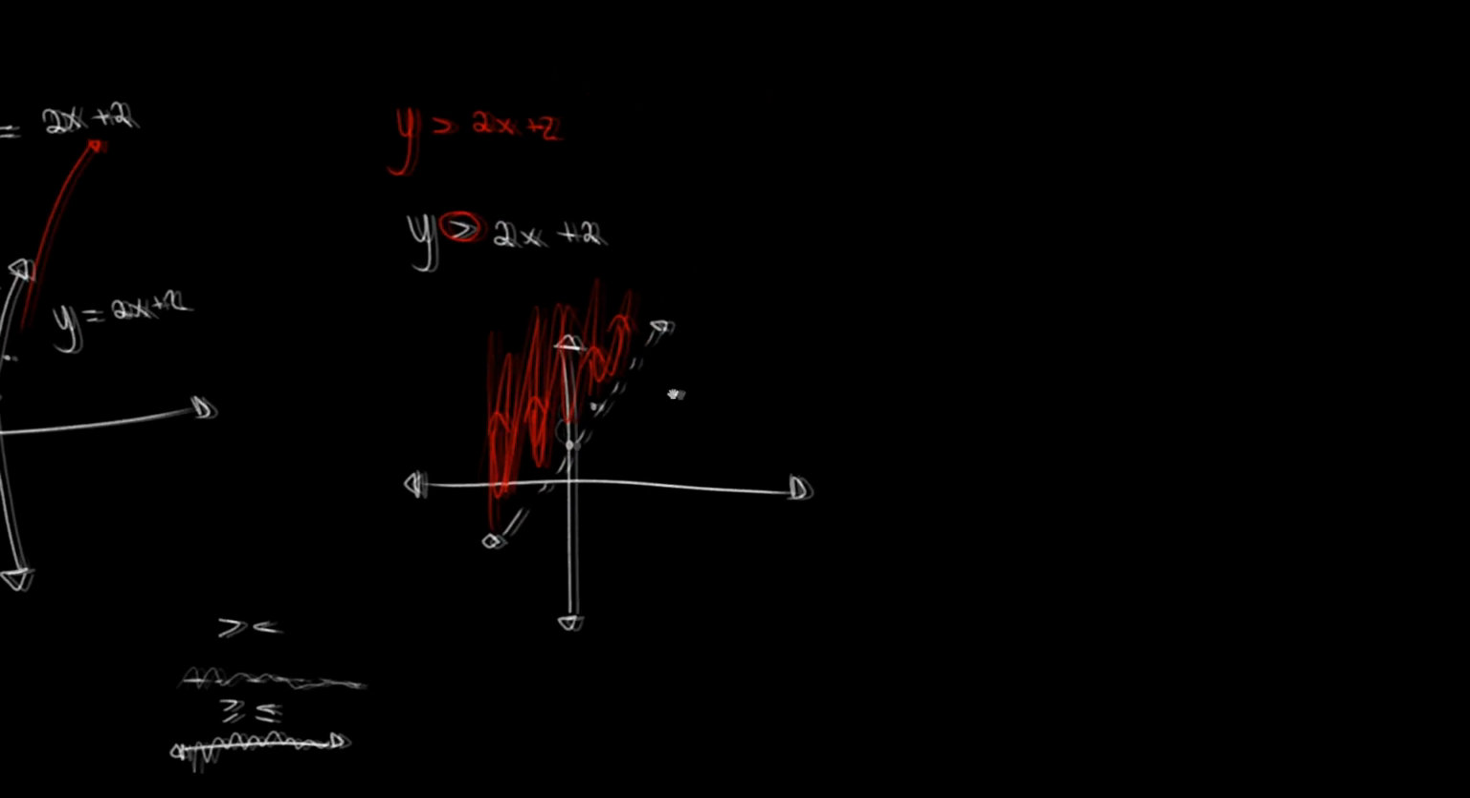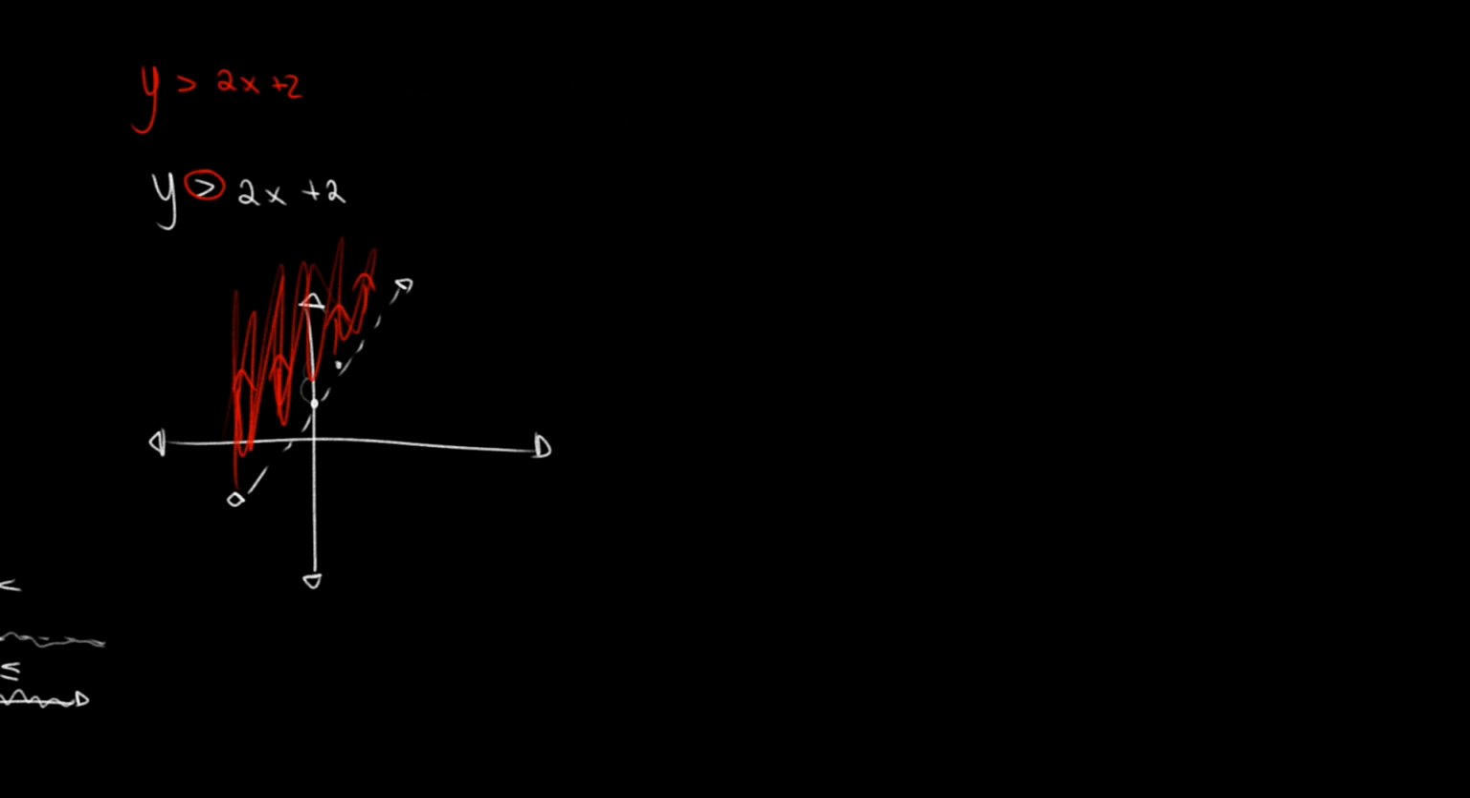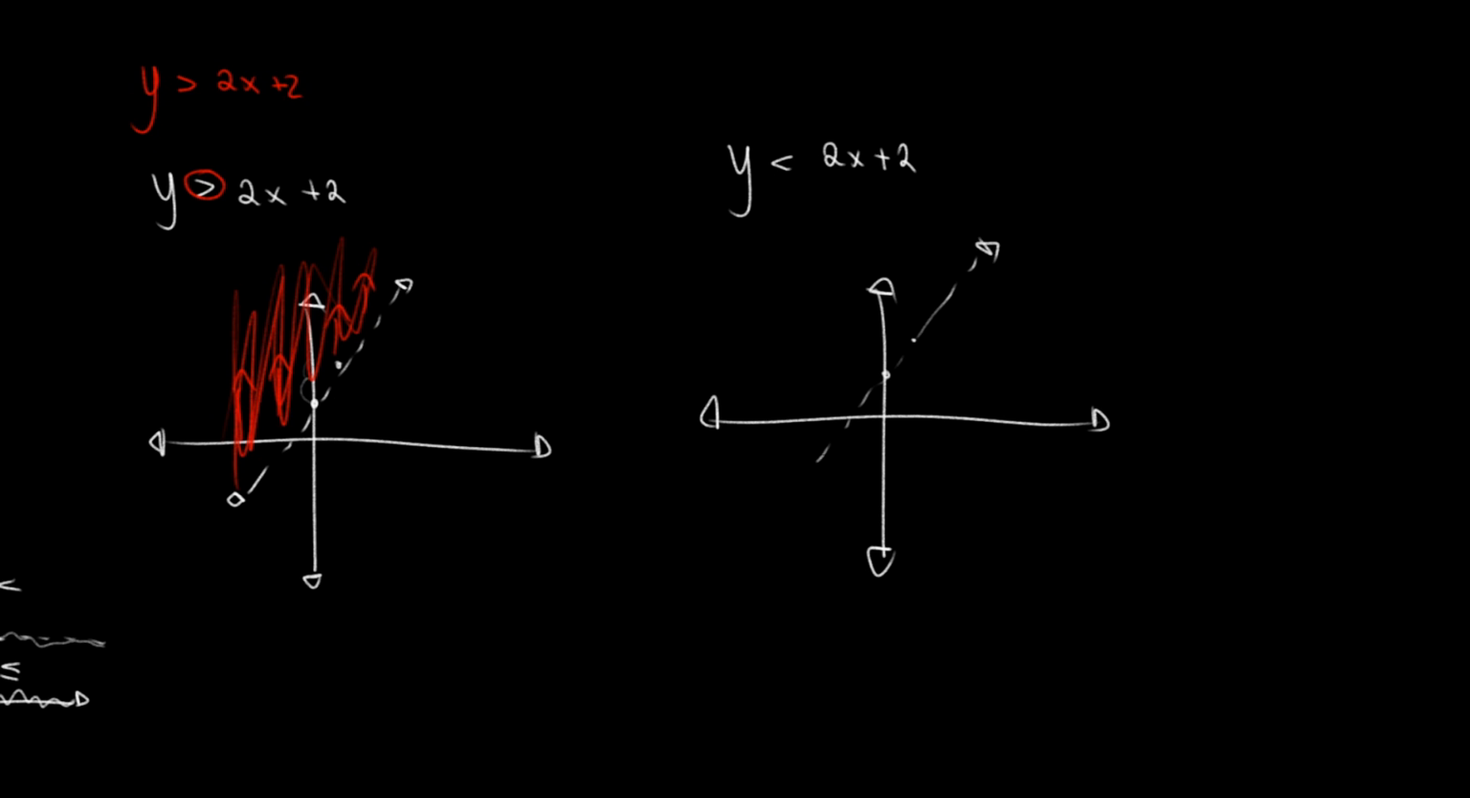So what happens when we say, well, y is less than 2x plus 2? Well, in this case, I'm going to have the exact same function. 2 up, 1 right. Now we just shade downwards. We shade down.